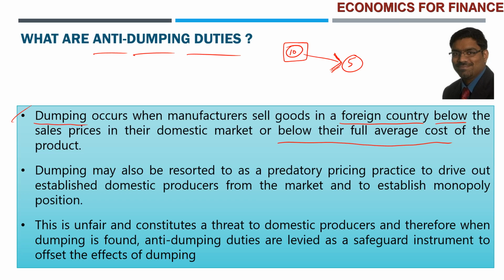Usually, why is it done? Maybe excessive production. Sometimes it can be even done to resort to predatory pricing practice. When a manufacturer wants to enter a market, they will start predatory pricing practice to drive out the established domestic producers from the market and to establish a monopoly position. That is what happens. Practically, we can see that.